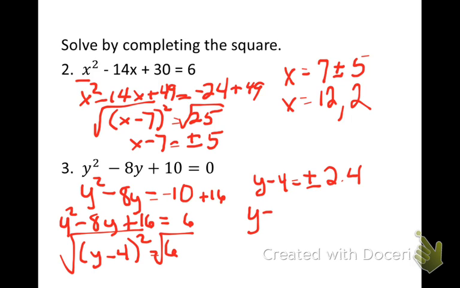So I need to add 4 to each side. 4 plus or minus 2.4. So we get y equals 4 plus 2.4 would be 6.4, and 4 minus 2.4 would be 1.6.